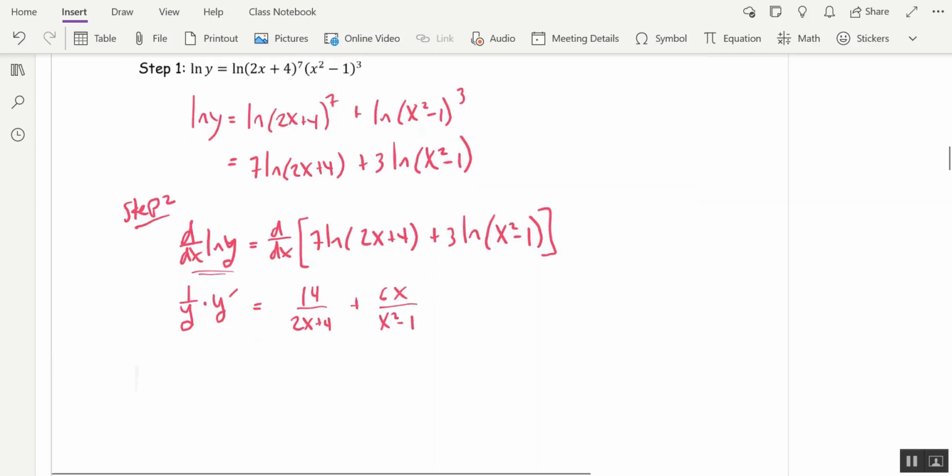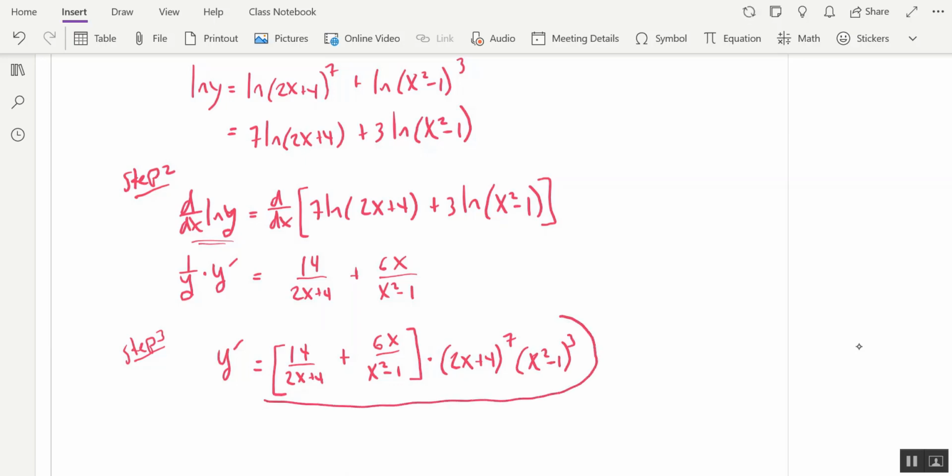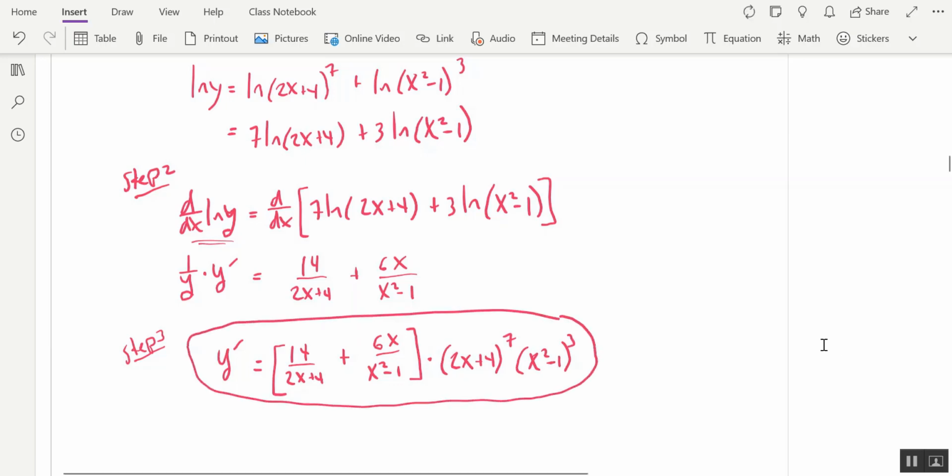All right, and step 3 is to solve for y prime. So I'm going to multiply both sides by y. y prime equals 14 over 2x plus 4 plus 6x over x squared minus 1, times y. However, I know what y is. That's at the very top. y is (2x plus 4) to the 7th times (x squared minus 1) cubed. So I'm able to write my answer completely in terms of x. And there it is. Okay, you only have one homework problem involving logarithmic differentiation, but it's good to know how to use it when you need it. And that is the end of this section.